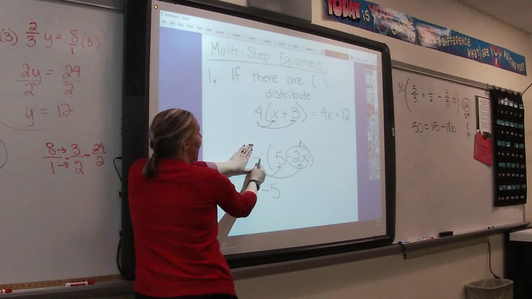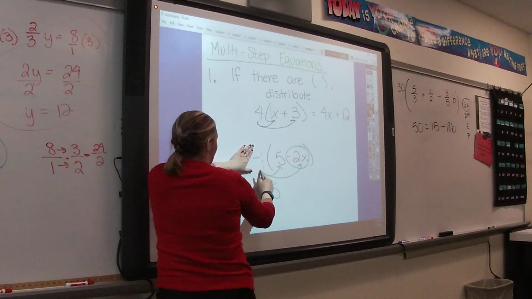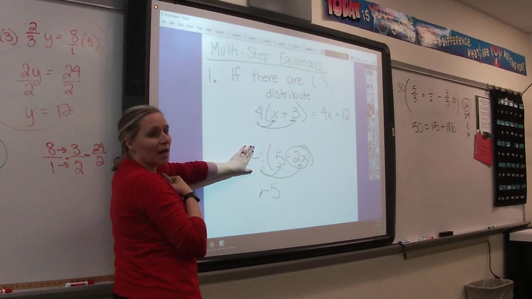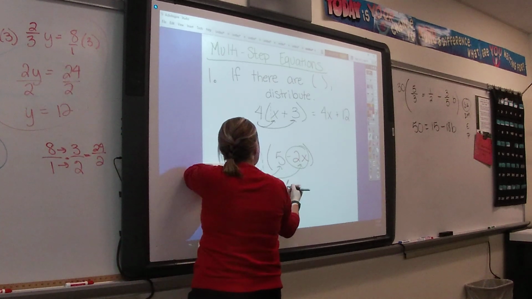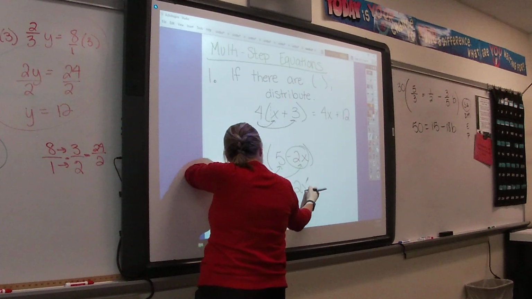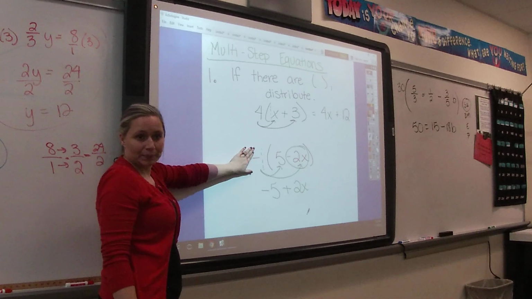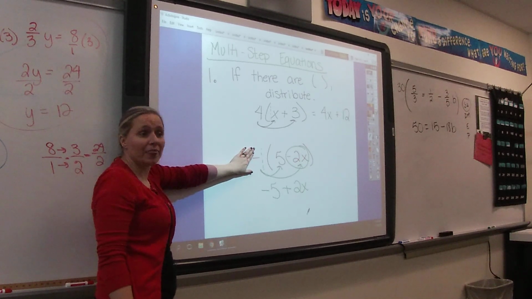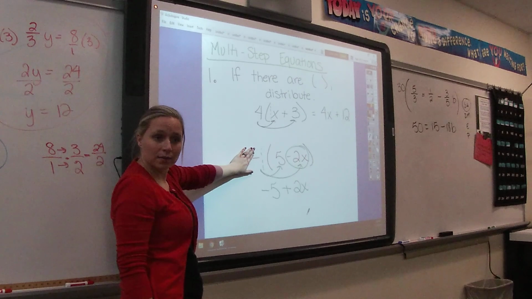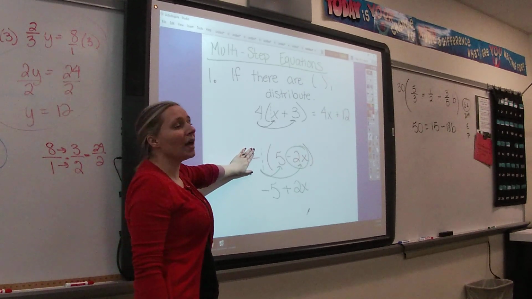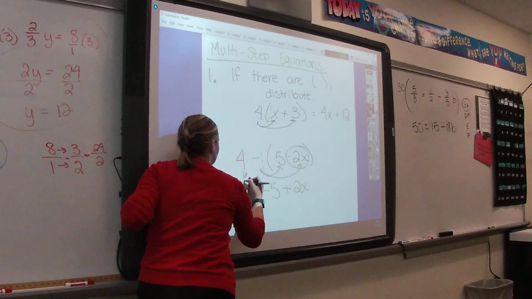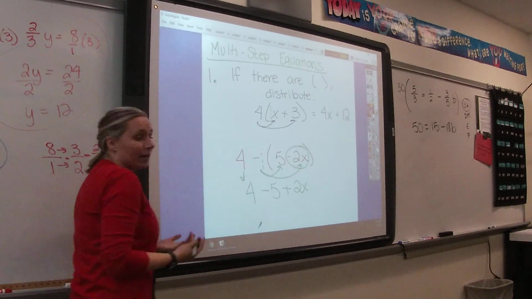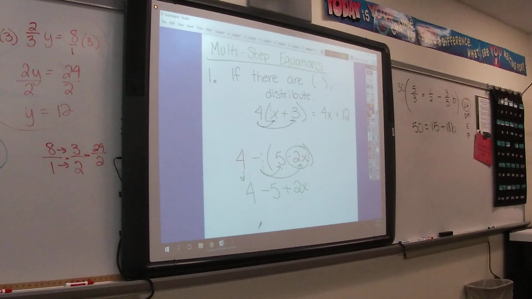Okay, but if we say -1 times -2, what is -1 times -2x? Positive 2x. So we'll just write down positive 2x. And that fills in the operation that I need. And then anything that you haven't used just falls straight down. So this 4 just comes straight down, and I end up with something that says 4 minus 5 plus 2x.